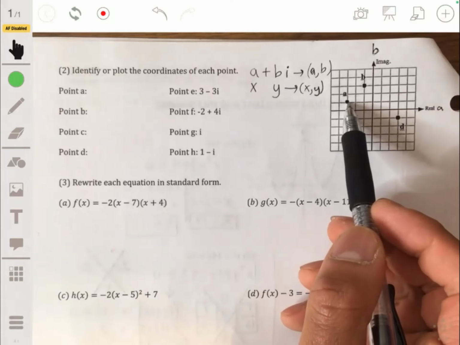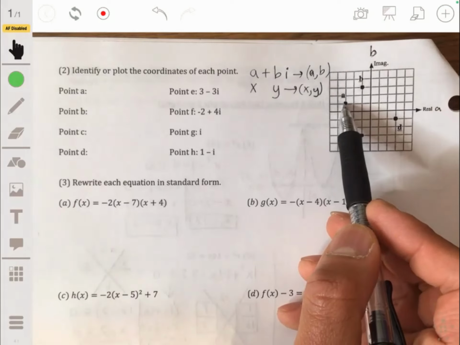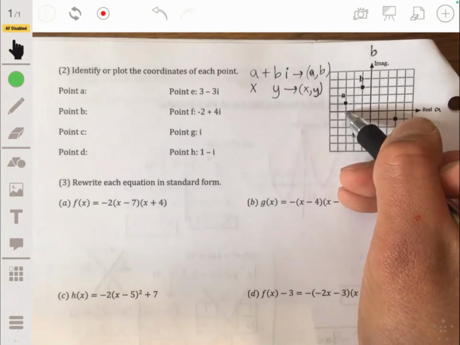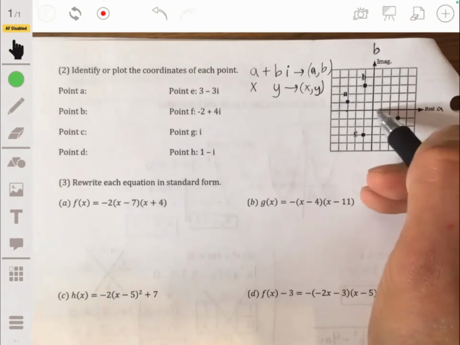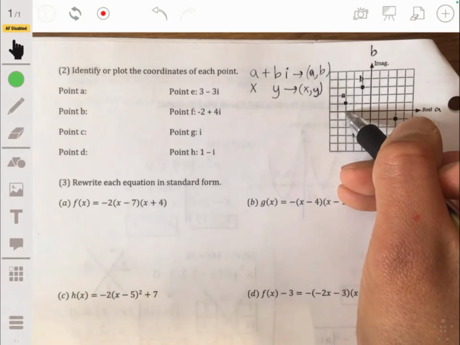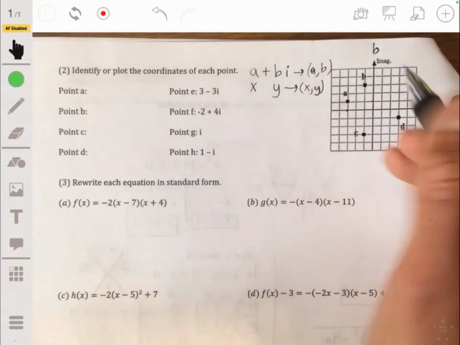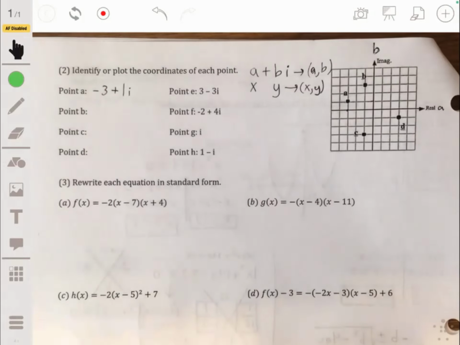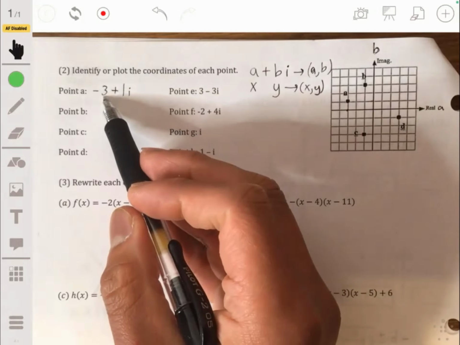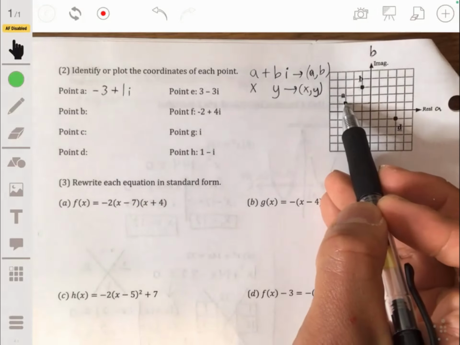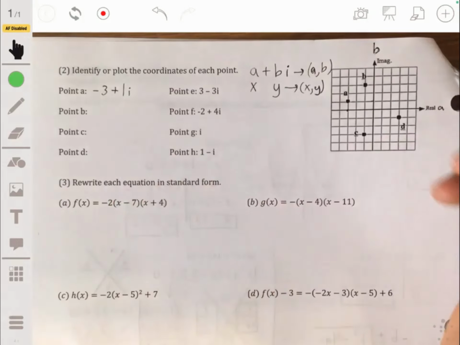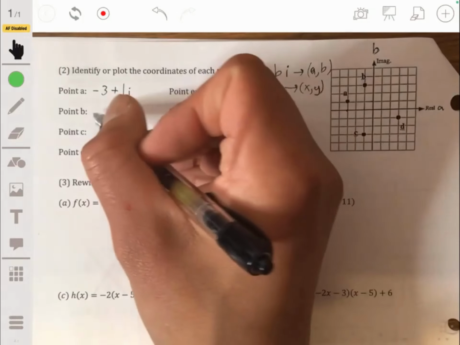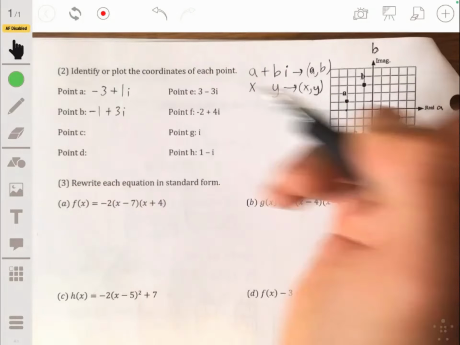So for example, point A here, assuming these are going by ones, you're going to have an a coordinate, or a real coordinate, of negative 3, and then b will be 1. So then this will be negative 3 plus 1i. Again, think of the negative 3 as the x and the 1 as the y. Point B, that's like negative 1 comma 3. So we're going to have negative 1 plus 3i.